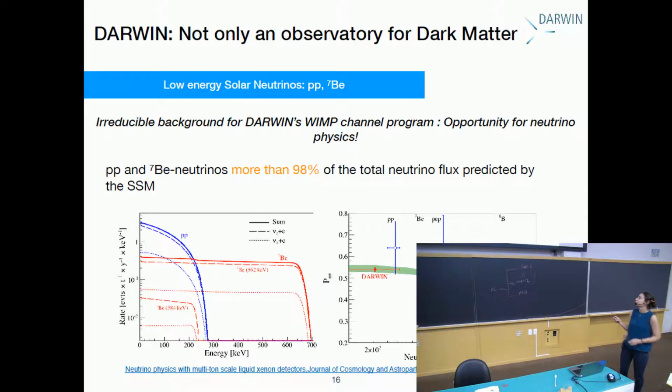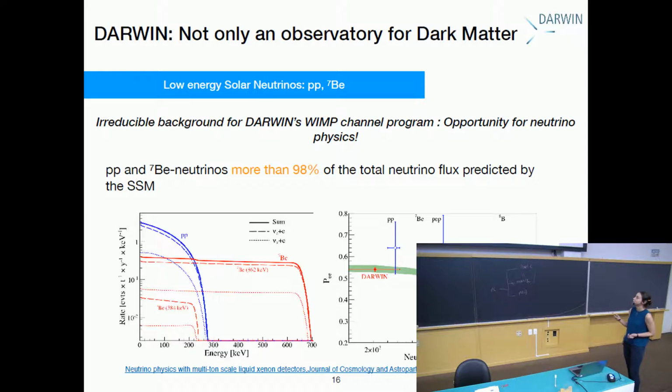Low-energy neutrinos will be a possible background for DARWIN, but they will also give us the possibility to study this process, not only trying to filter it as a background. So, the pp neutrinos and the 7Be neutrinos are more than 98% of the total neutrino flux. So this is an important channel.